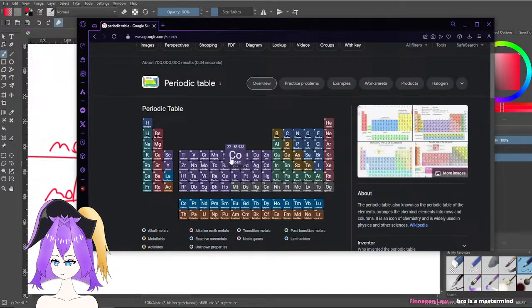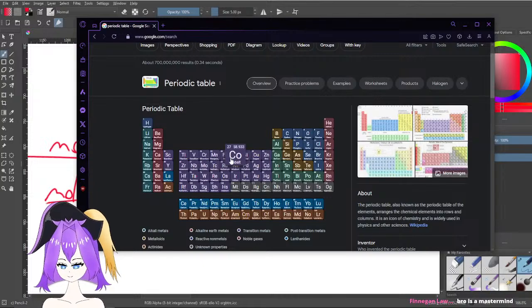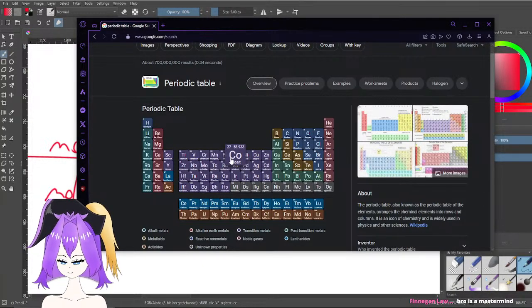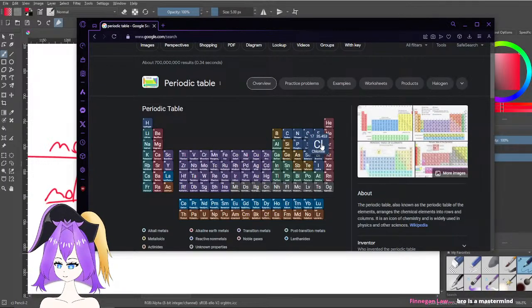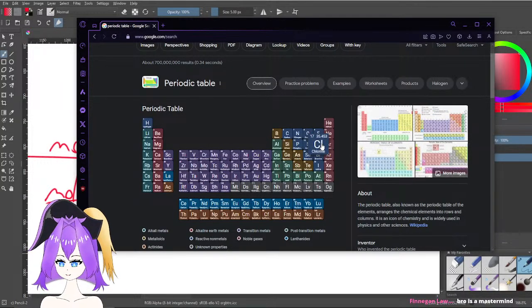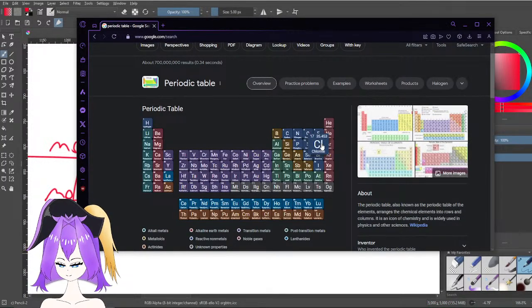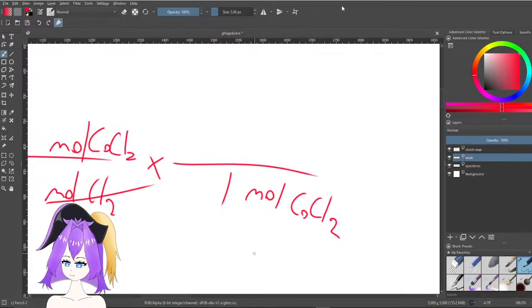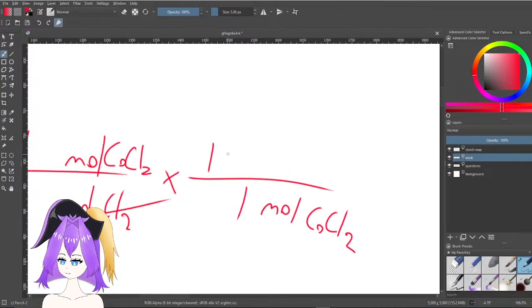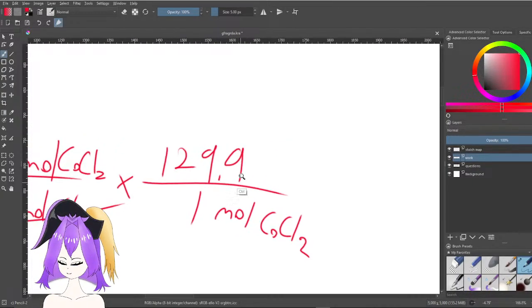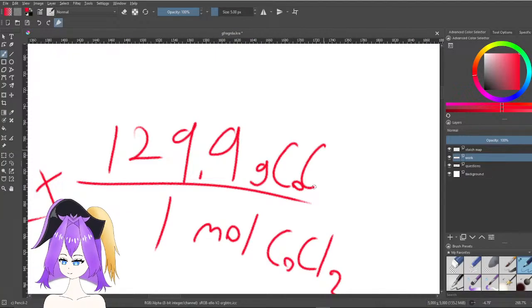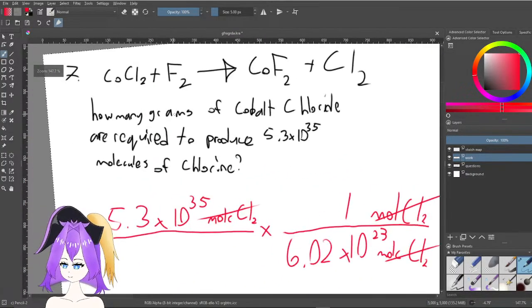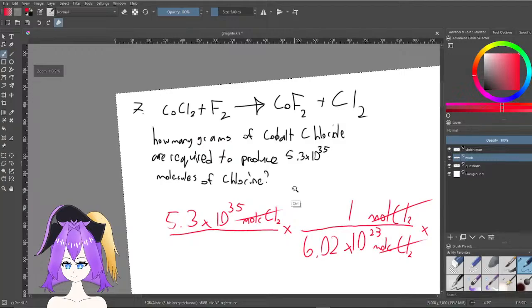So cobalt is 58.9. I'll just go to the tens. So 58.9. Cl2, so 35.5 times 2. I'm doing this on my calculator. So it's 129.9. It's going to be 129.9 grams of CoCl2. Okay, yeah, we're supposed to go to grams of chlorine. Okay, there we go.